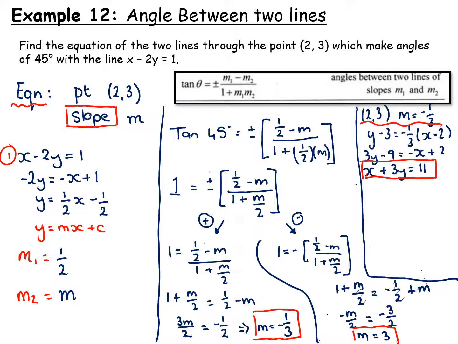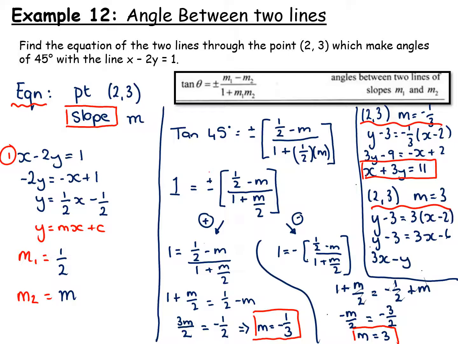And we'll do the same again. So (2, 3), and my slope is 3. And we get y minus y1 is equal to m bracket x minus x1. y minus 3 is equal to 3x minus 6. 3x minus y is equal to 3.